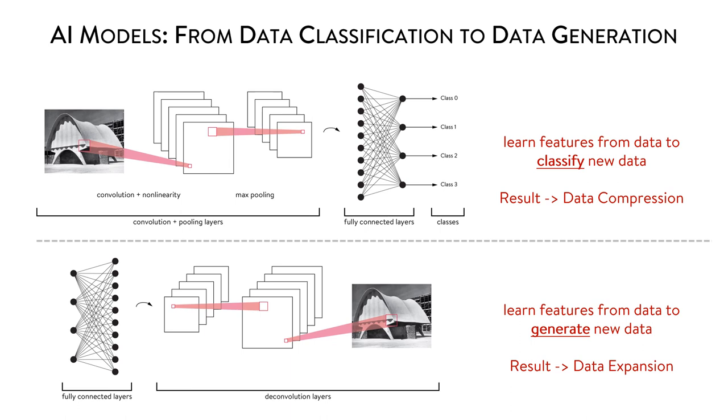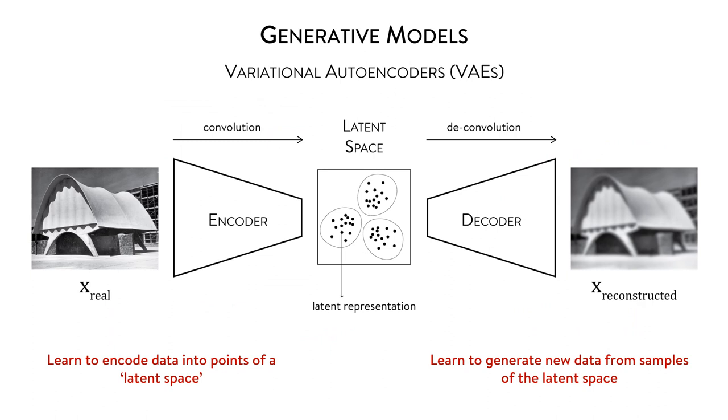On the bottom, you can see a different implementation in which the pipeline is reversed. Here, the model learns to construct visual patterns from low-level information. These patterns are then combined to generate new data samples. This application results in data expansion. The model chosen for this application is the variational autoencoder.